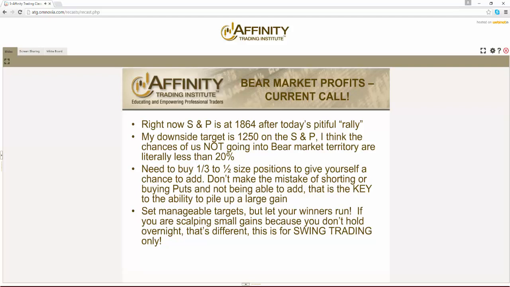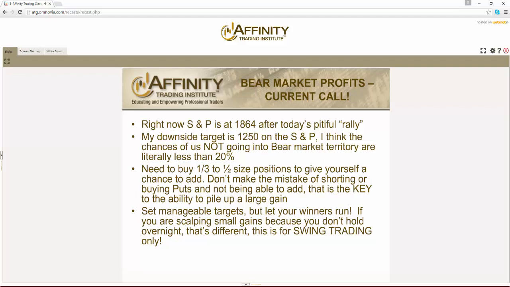What's moved up? Facebook, relative strength, right? So if you think we're going to rally, you want to be in Facebook. If you think we're going to sell off, you want to be in Apple. Short.